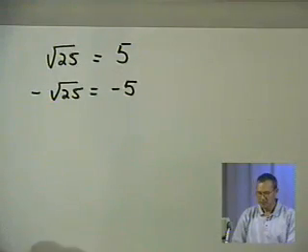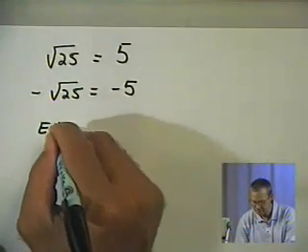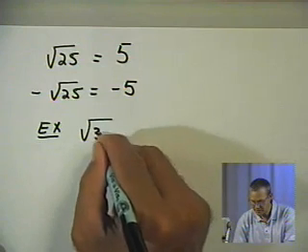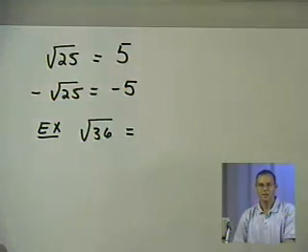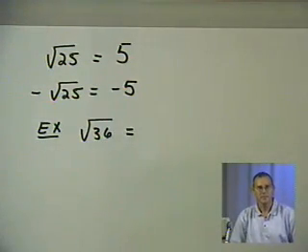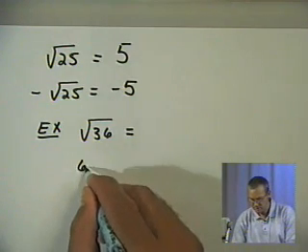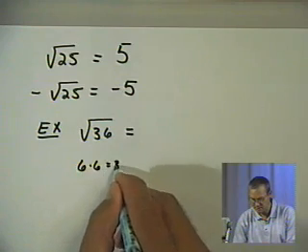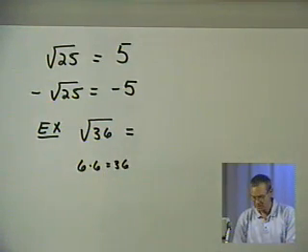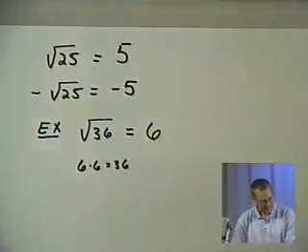All right. So let's do a couple more examples. Square root of 36. Can we think of a number whose square is 36? Well, notice 6 times 6 is 36. So the square root of 36 is 6.